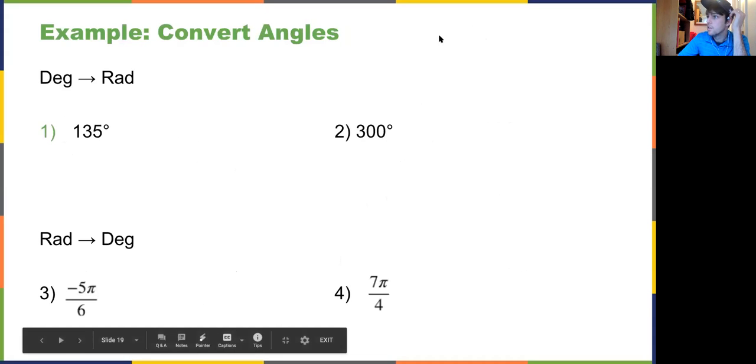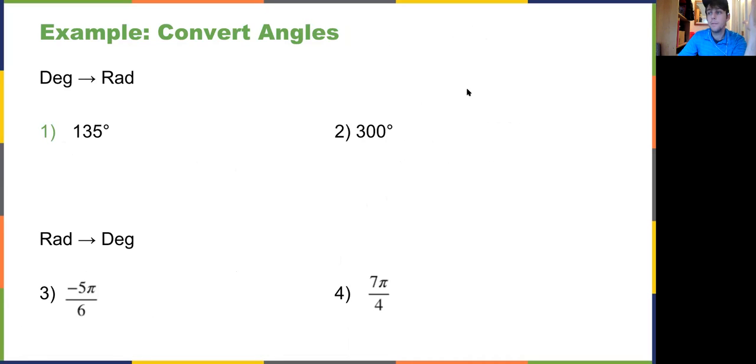All right, so let's go ahead and do a few examples here. Again, take your time and pause it if you want to try these on your own. So these are degrees, so I need to give it pi, so I'm going to multiply by pi over 180.